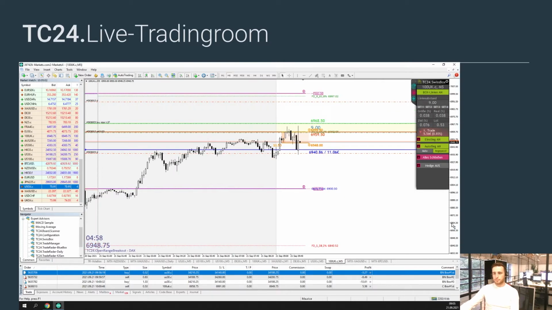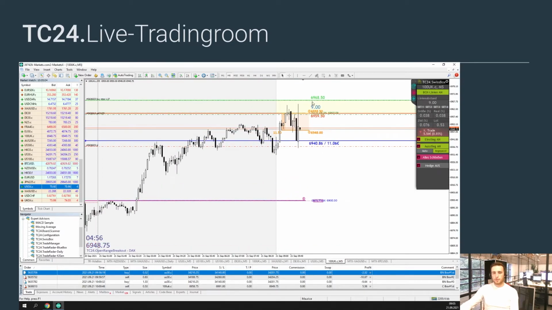So here, the morning opening trade on the FTSE. So we're halfway towards our take profit there. And as we can see, the market is still ranging within our open range box from the morning.